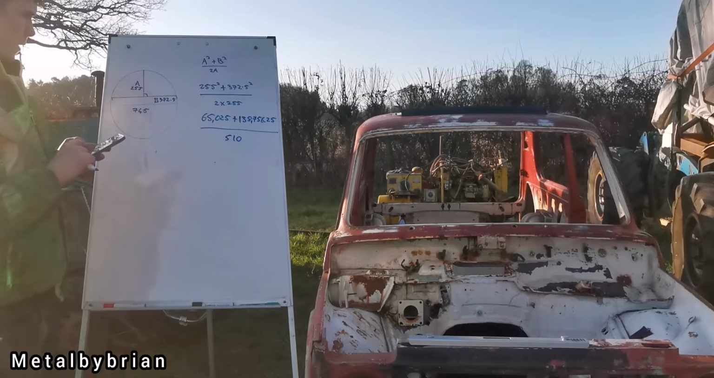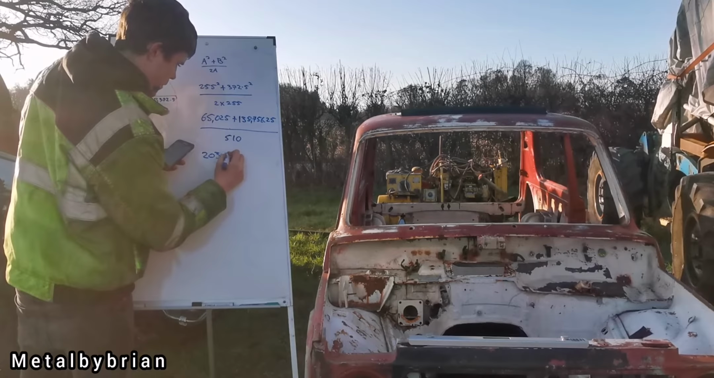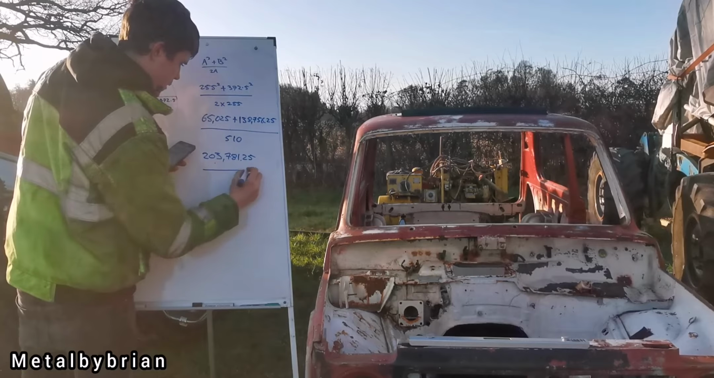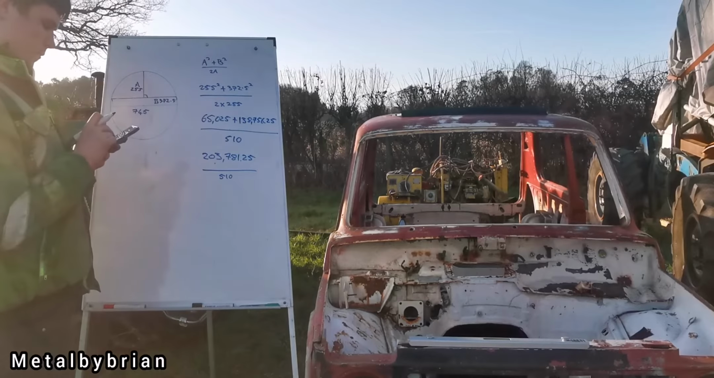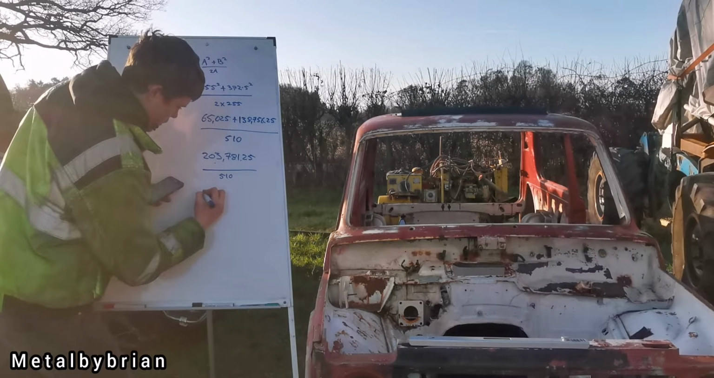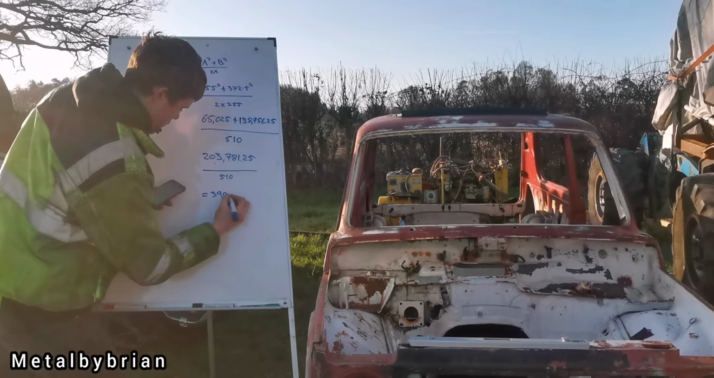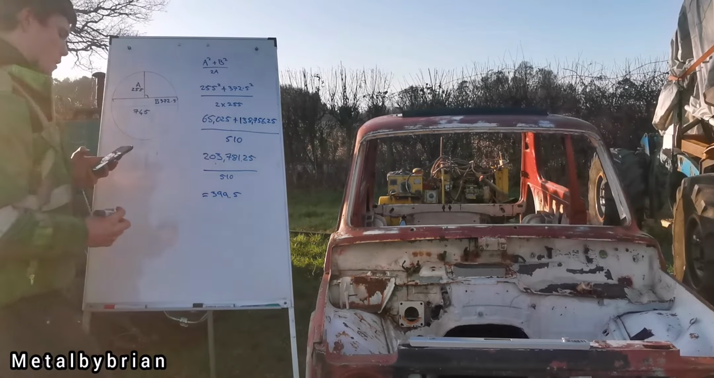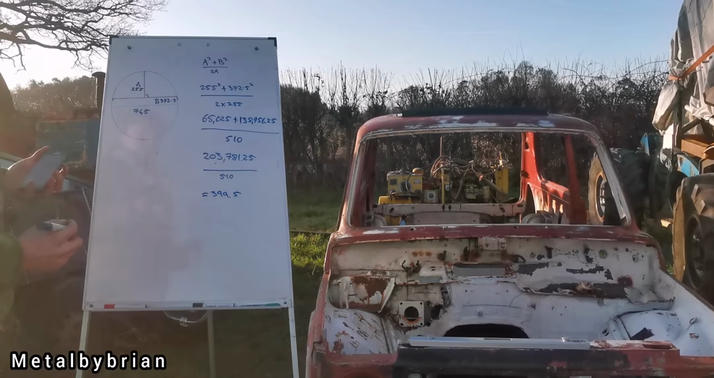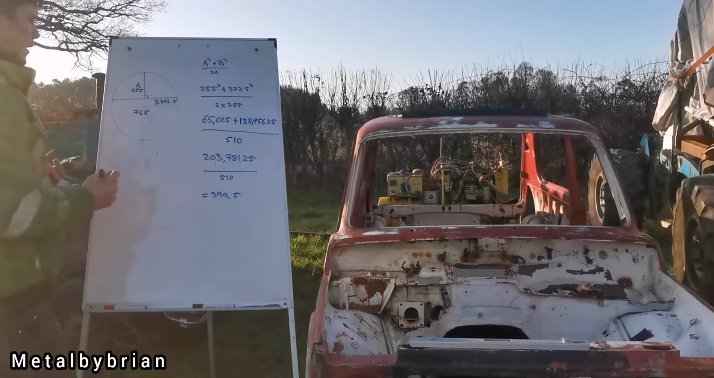So 65,025 plus 138,756.25 equals 203,781.25 divided by 510 equals 399, and we'll just put 0.5. We don't want 0.6, we won't work with that tire tolerance. So 399.5, that's our radius of our arch.